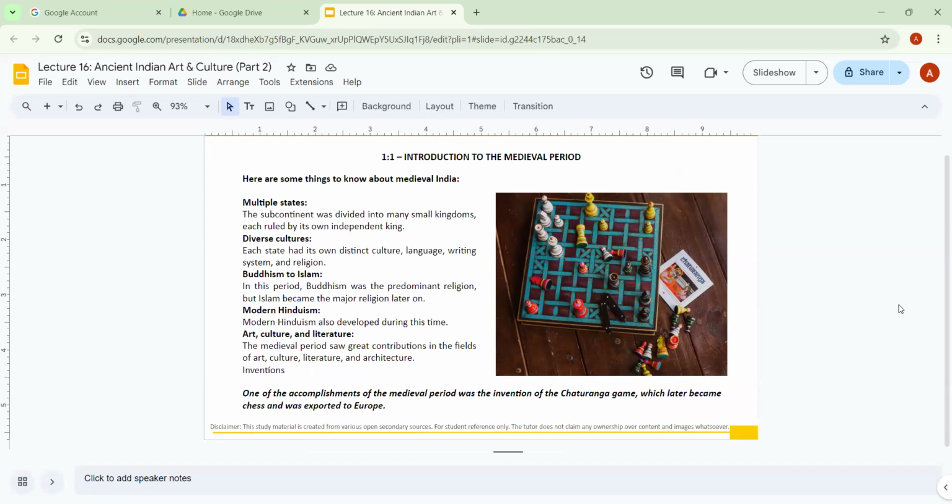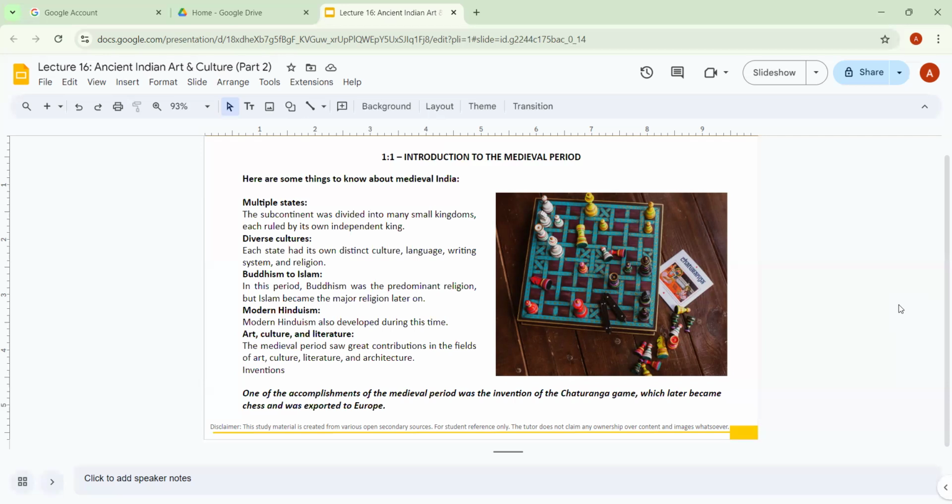Some other important facts to know about medieval India are: there were multiple states developed, divided into small kingdoms. Diverse cultures, languages, writing systems, and religions also developed during this period. Buddhism was the predominant religion, but Islam became the major religion later on. Modern Hinduism also developed during this time.